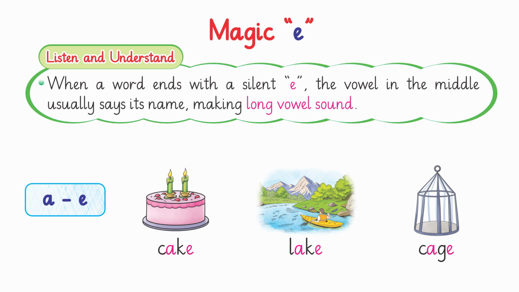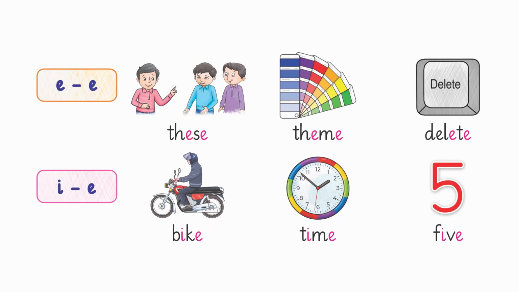Dear students, today we are learning a lesson about magic E. When a word ends with a silent E, the vowel in the middle usually says its name, making long vowel sounds. Like if A and E is there: cake, lake, cage.